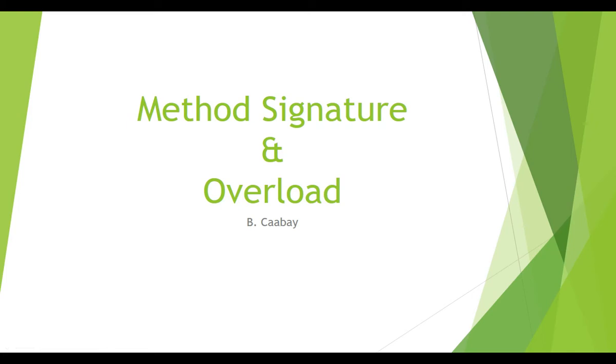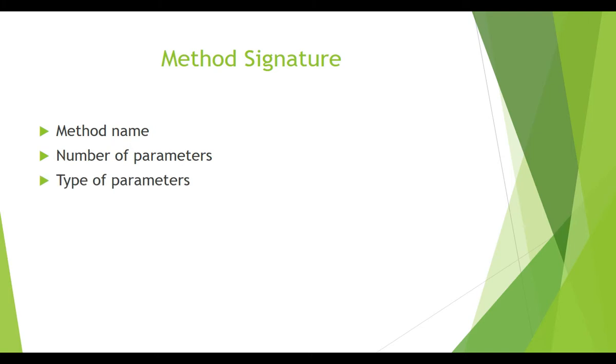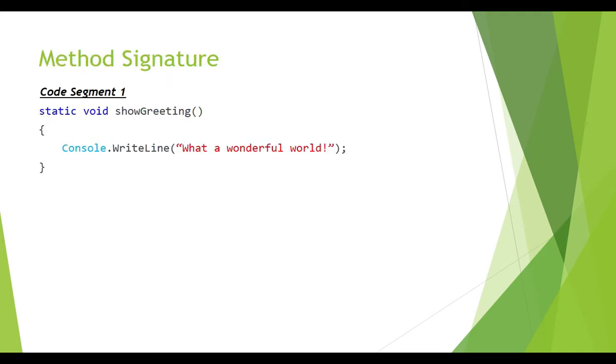This time, let's talk about what a method signature and overloads are. A method signature refers to the name of the method, the number of parameters in a method, and the types of parameters. Let's see some examples of this.